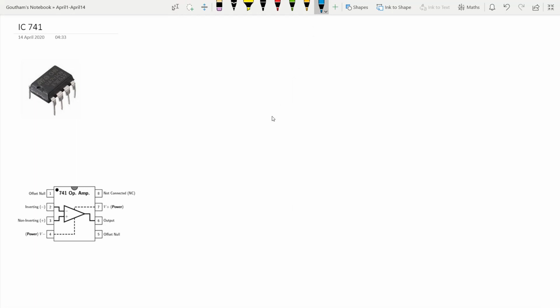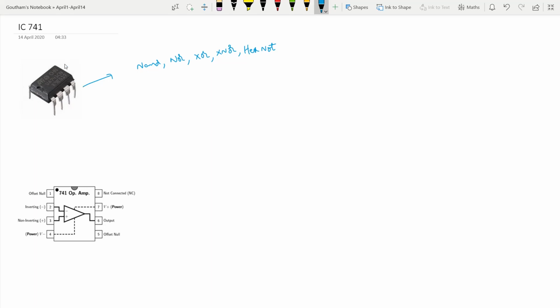IC741. I think in your first semester DLP course in the lab, you have seen several ICs. You have checked all these ICs: NAND ICs, NOR ICs, XOR, XNOR, even NOT ICs, the hex NOT ICs also. You have worked with such ICs. Even IC741 is a similar IC.